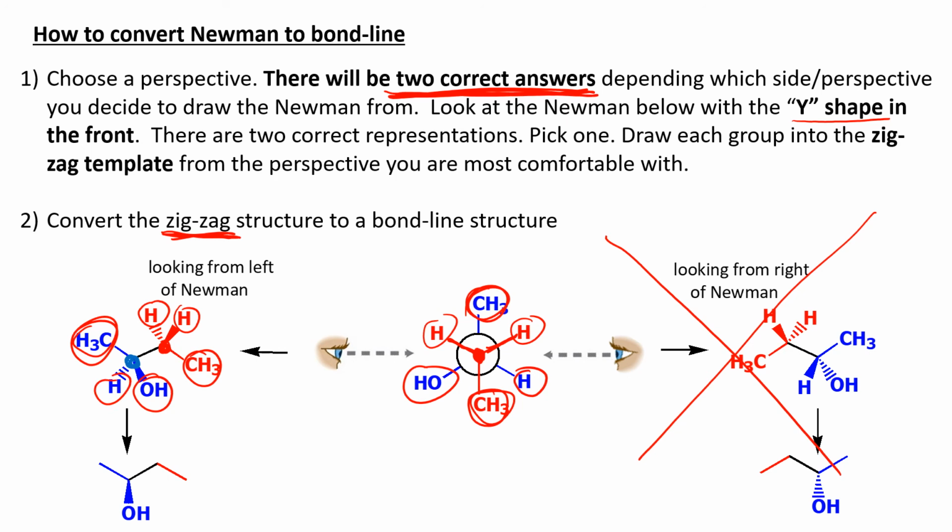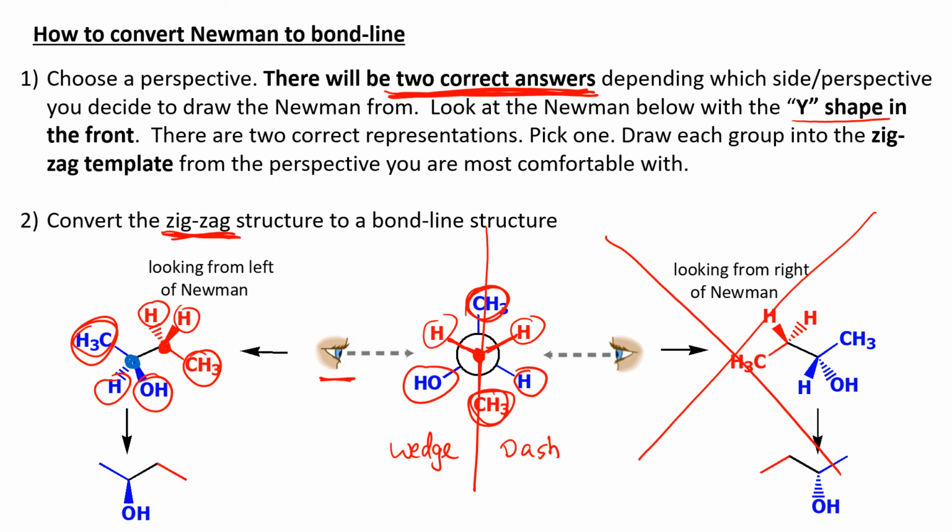So you can think of almost dissecting this. And from this perspective, everything over here is going to be a wedge. And everything here is going to be a dash. And things that are in the plane of the paper there, the things that are up and down, are part of your zigzag.